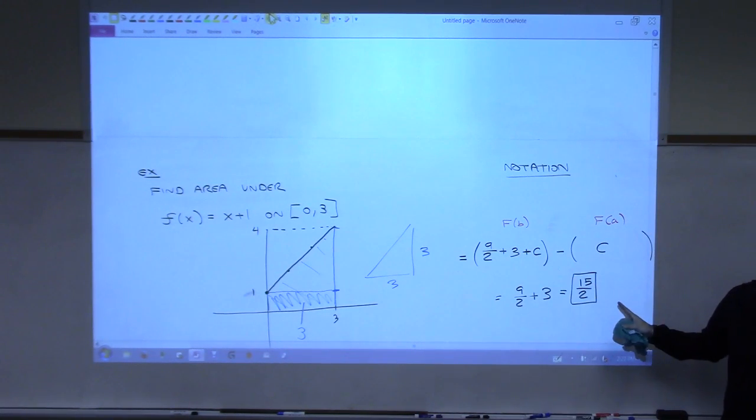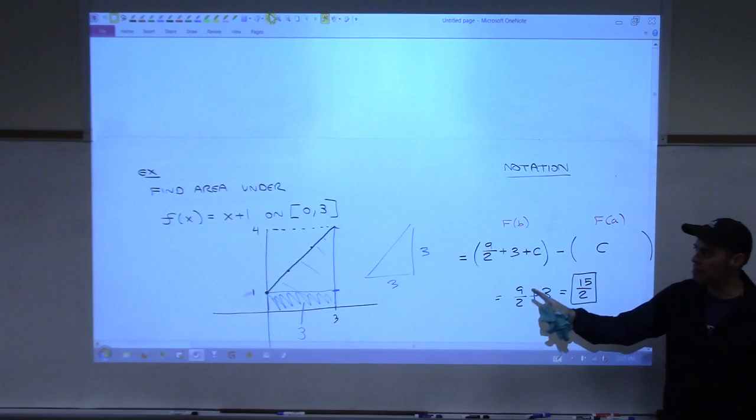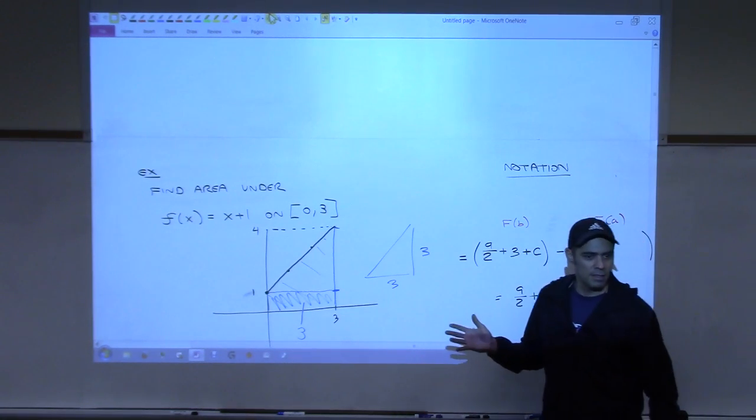That was just to verify the formula works. It's not an interesting problem because it's straight lines. Good question.